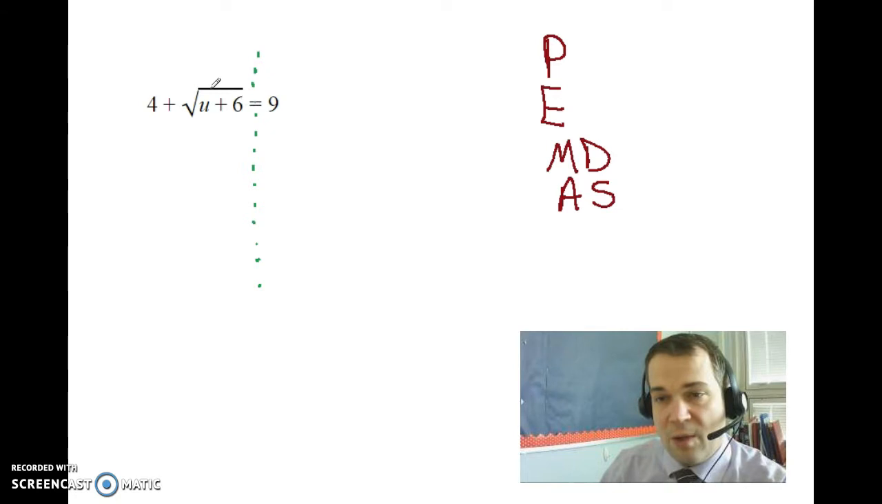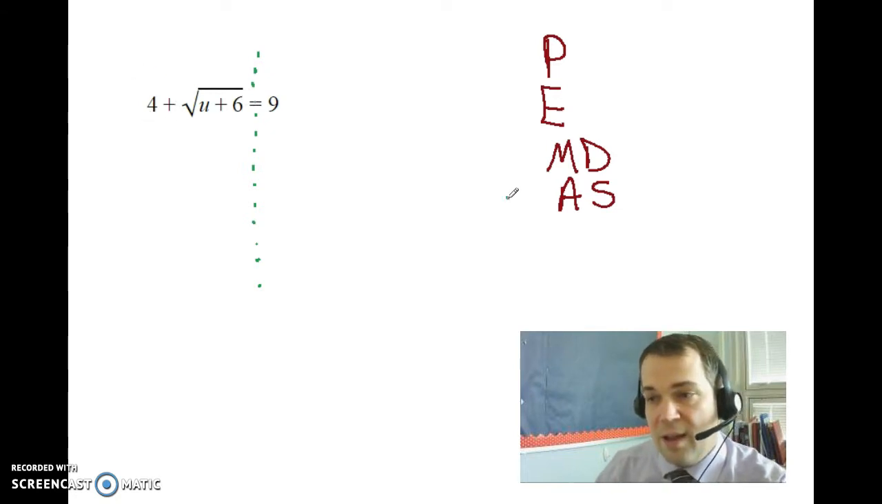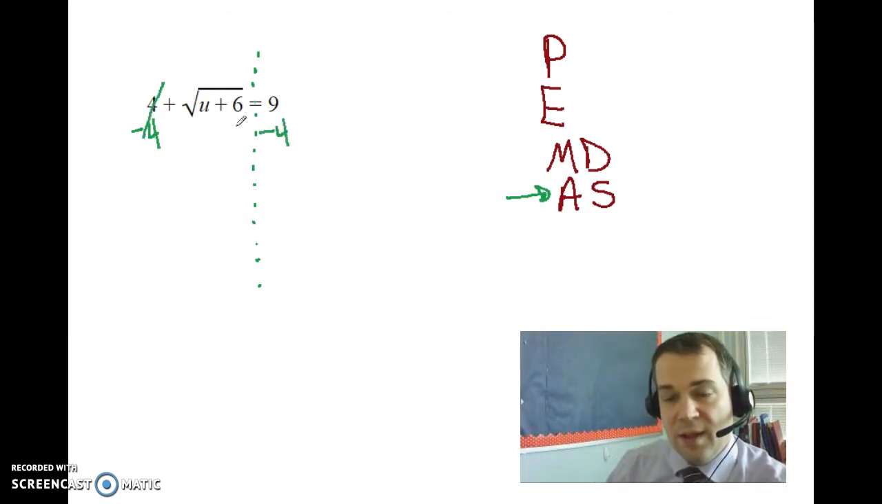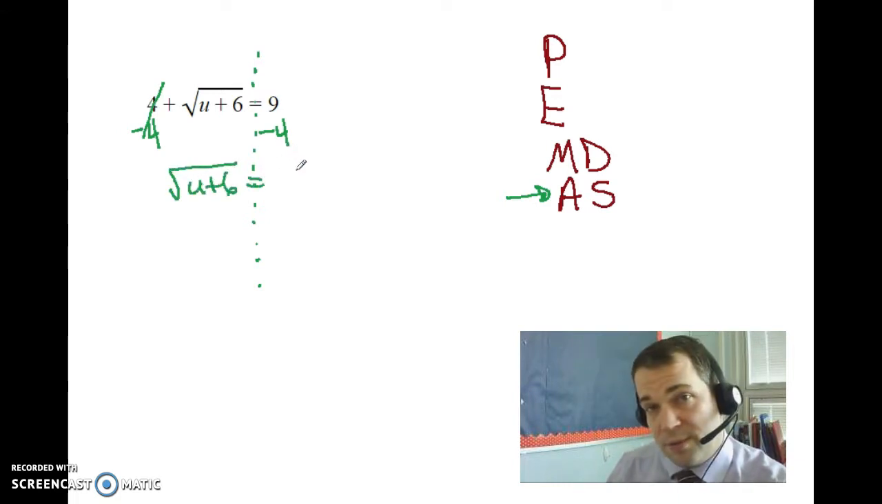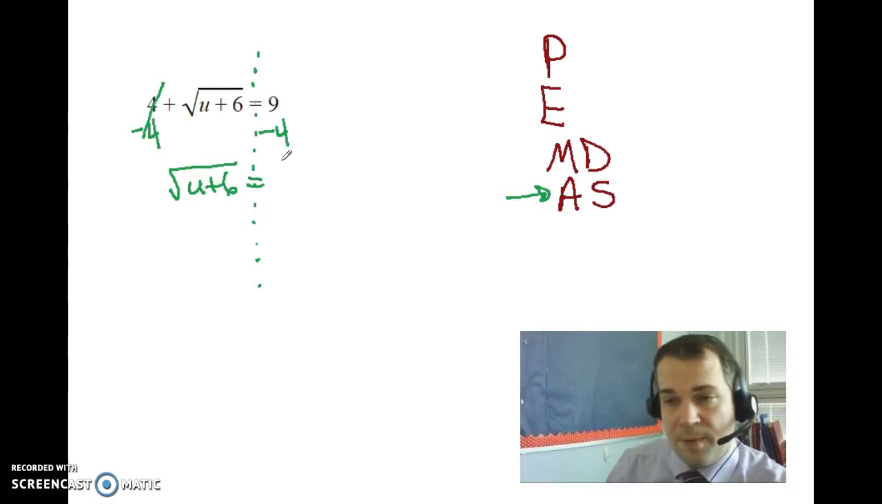I'm looking outside of the radical to anything outside. If there is something to add or subtract, I will start by subtracting 4 from both sides. These will cancel. The left side is left with the square root of u plus 6, and the right side is whatever 9 minus 4 equals, which is 5. I will look outside of the radical to see if there's anything to multiply or divide.